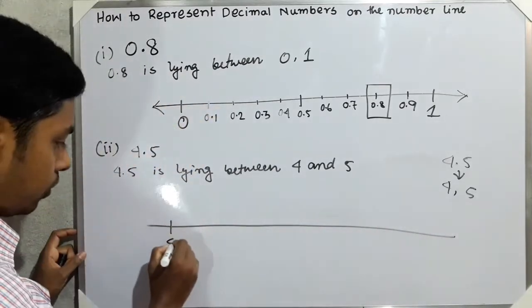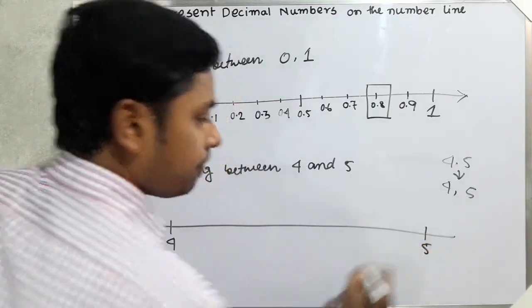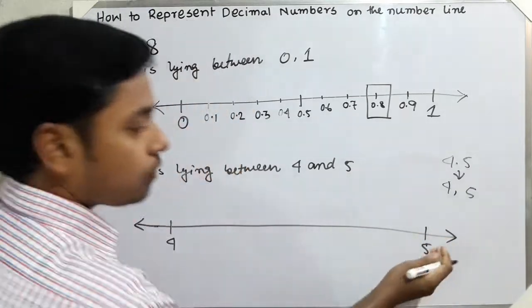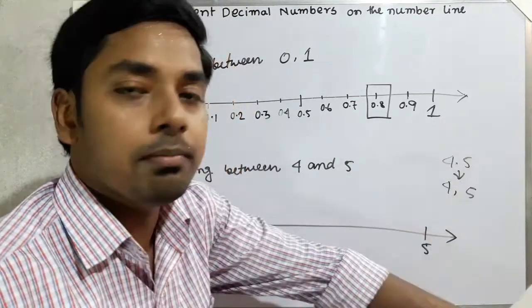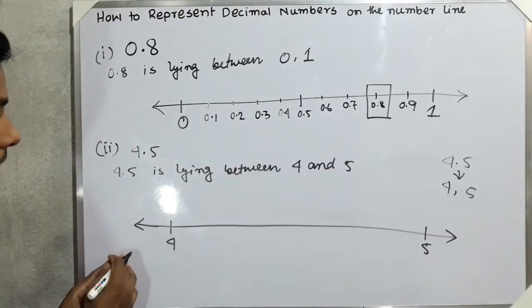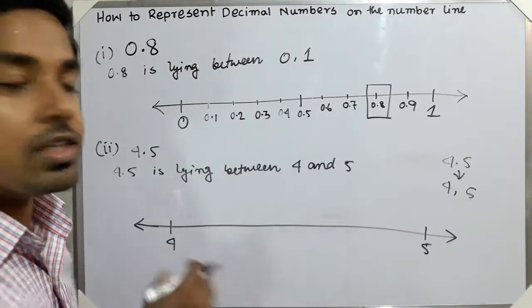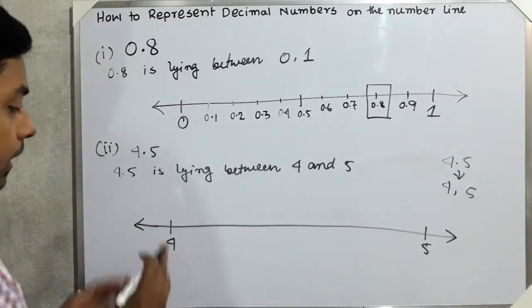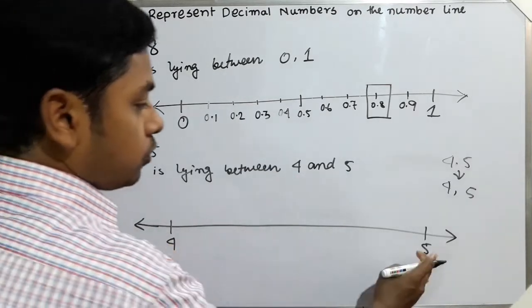Suppose this one 4, suppose this one 5. Clear? Here arrow sign, here arrow. तो 5 के बाद उधर arrow means सब numbers हैं, इधर 4 के इधर में arrow means इधर भी numbers हैं. 0 इधर है, लिखे नहीं 0. Clear? So now 4 to 5.